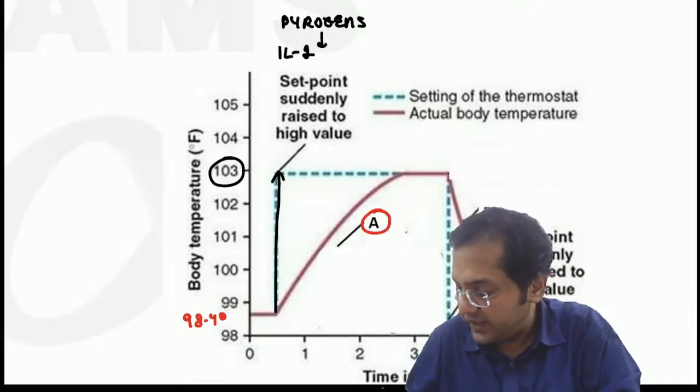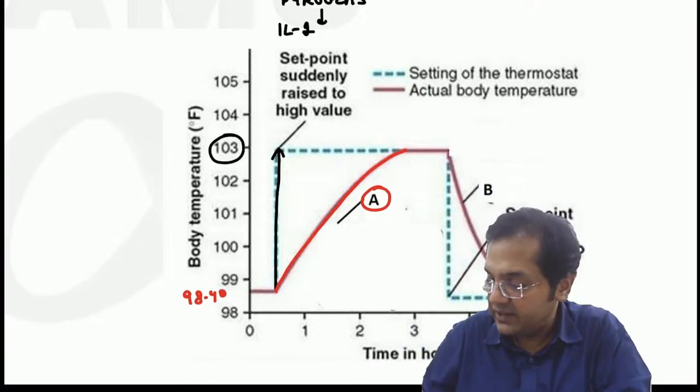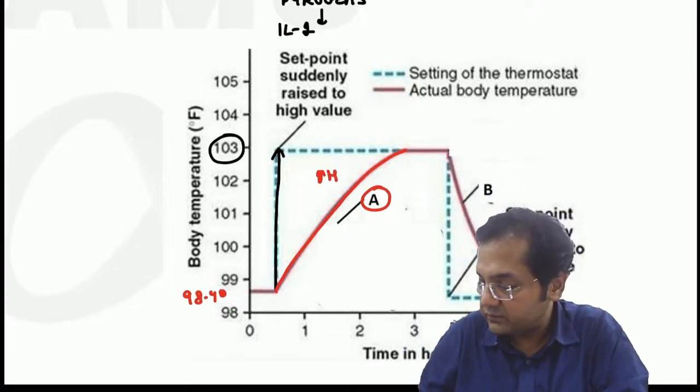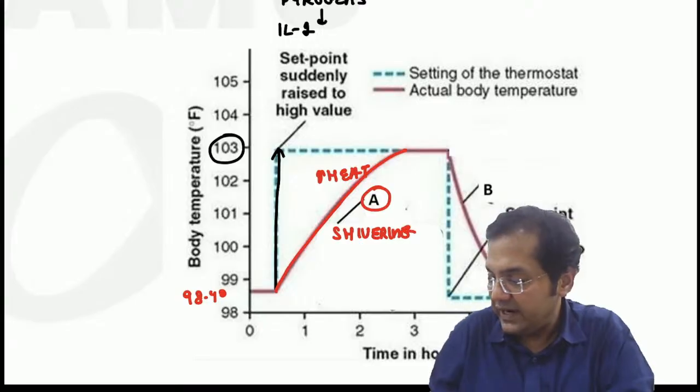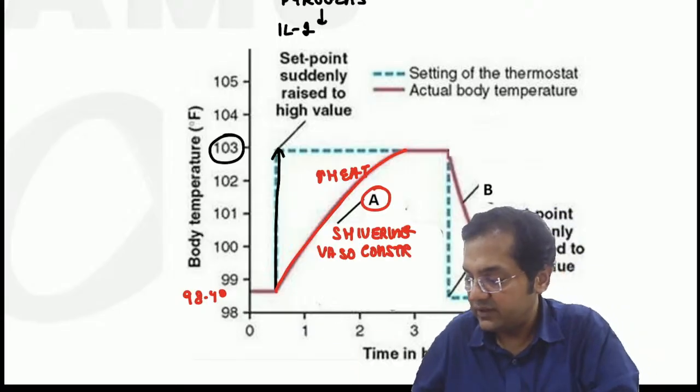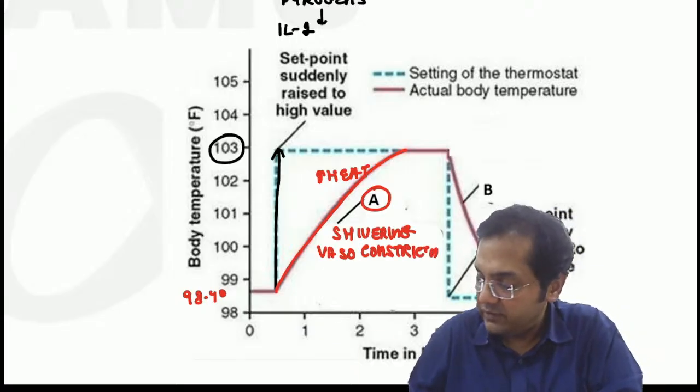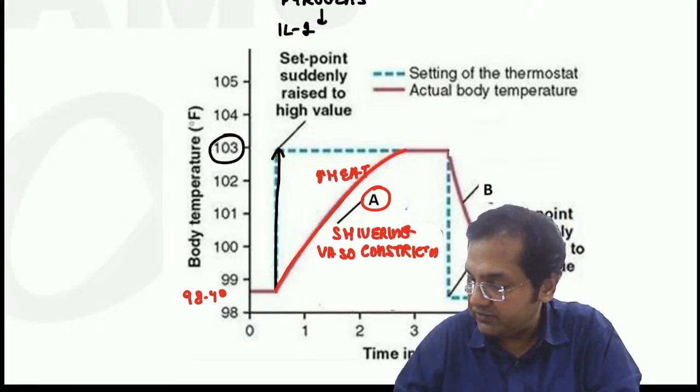At point A, it is slowly trying to catch up. It will take time by increasing the heat production, by shivering, and decreasing the heat loss, by vasoconstriction. That's right.